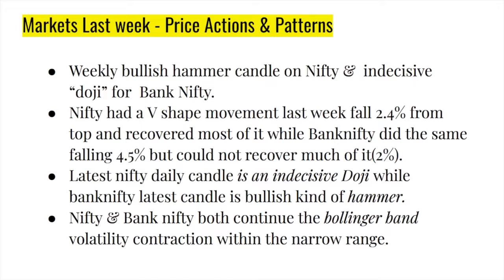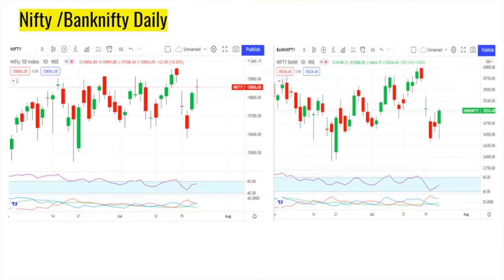So Bollinger Bands continue to show consolidation, or volatility contraction. The very narrow ranges continue to happen. Last week we thought that it is going to expand and then break out. That failed, and now it continues the volatility consolidation movement in the narrow range. So that's the price action that happened in the last week.